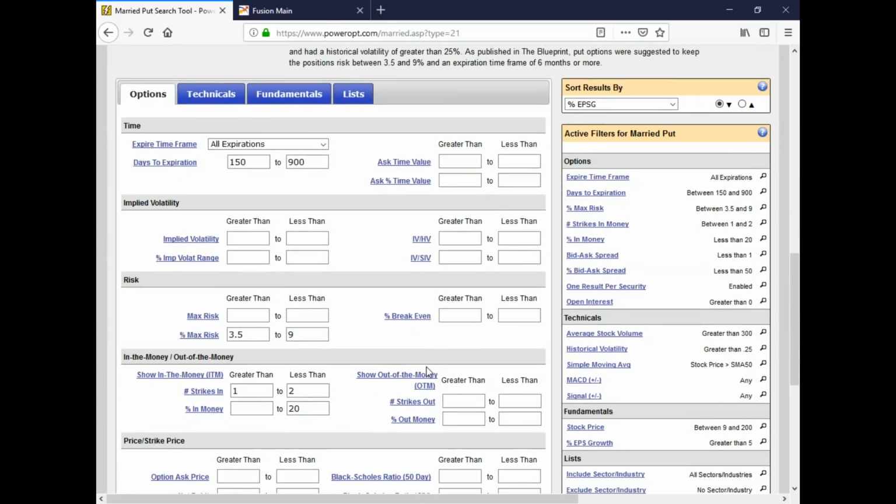What we look for in our default married put structure is I want to go at least 150 days out in time, and I want to keep my risk into single digits to avoid the lie of leverage and to avoid gambler's ruin. That's, in a nutshell, the general structure. There's a lot more involved in that. But here's what we're going to do.